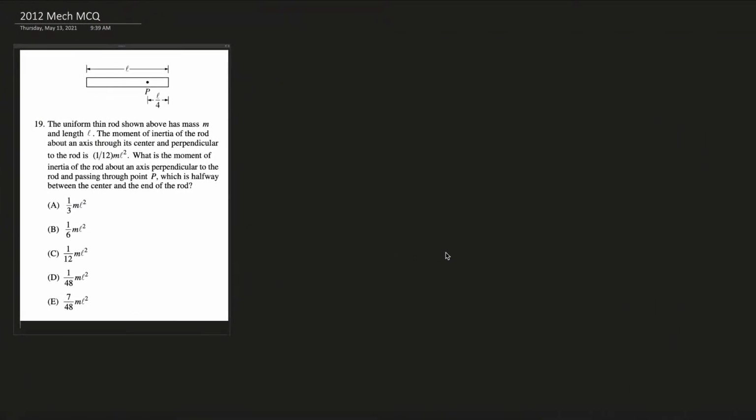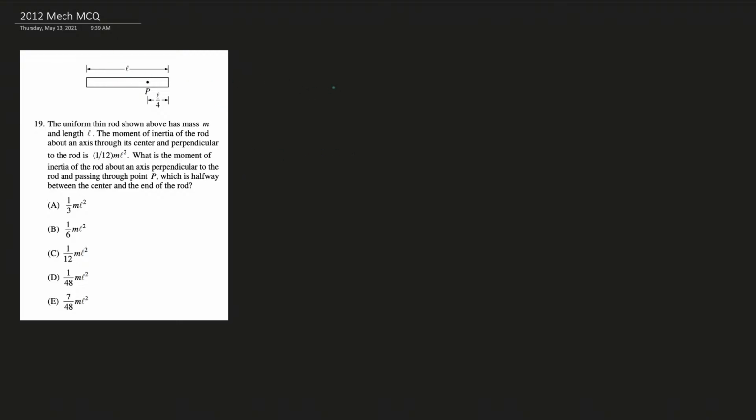Okay, number 19 says the uniform thin rod shown above has mass m and length L. The moment of inertia of the rod about an axis through its center and perpendicular to the rod is 1/12 mL squared. What is the moment of inertia of the rod about an axis perpendicular to the rod and passing through point P, which is halfway between the center and the end of the rod?